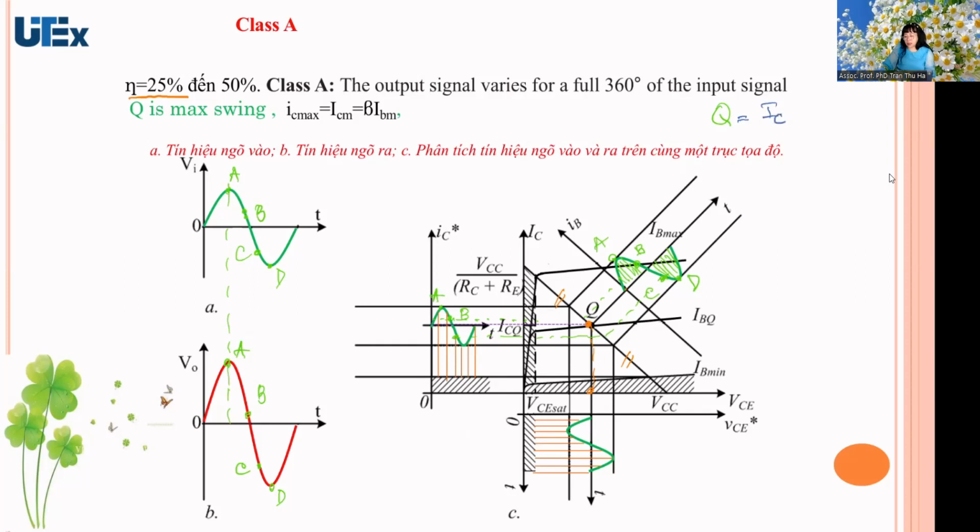The current max swing is a cone. In general, if you know about this here, the VCC, and here VCC divided by RC plus RE, this is the current, and VCE max swing. You should remember it is a cone, VCC divided by 2.